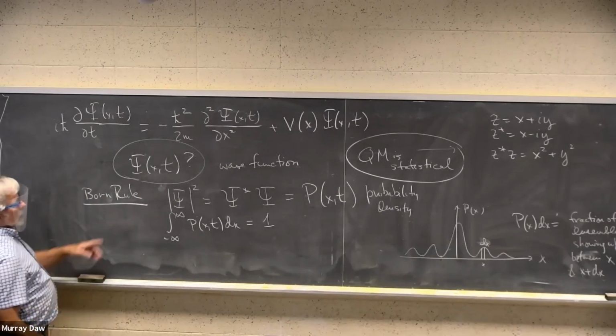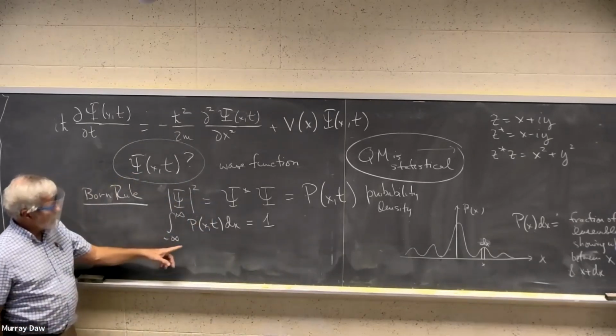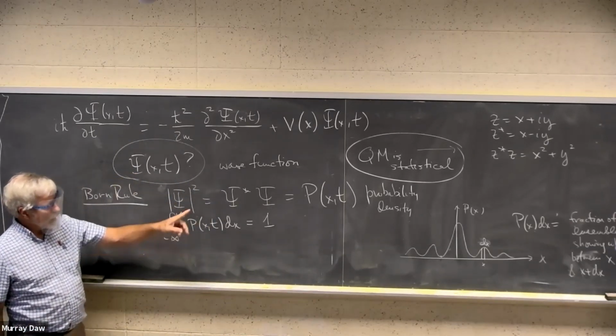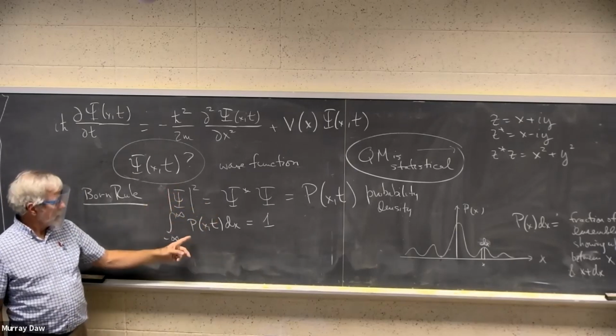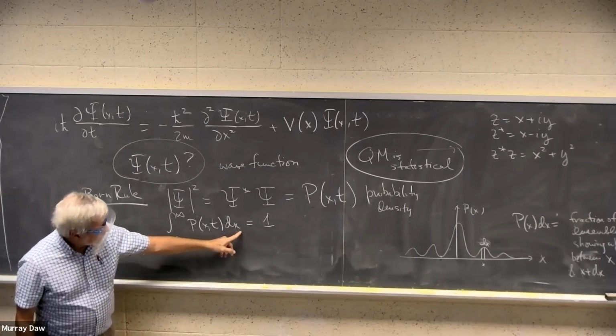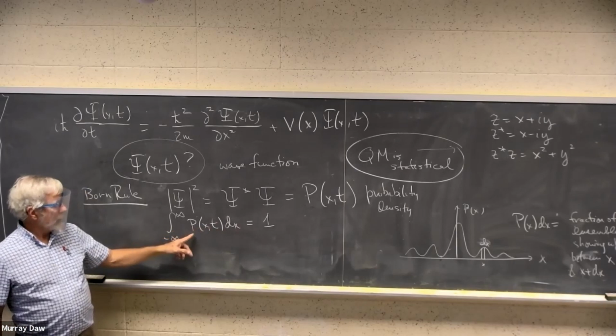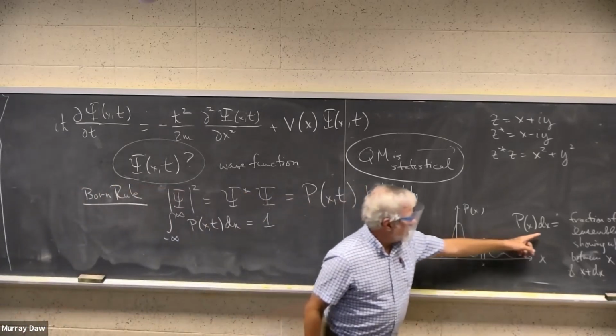Okay, so notice it's a probability density. So let's look at this just so you understand more about what I mean by probability density. It's not a probability, it's probability density. Because when I take p and I multiply by dx, that's a probability. Like over here, p of x dx is a fraction.